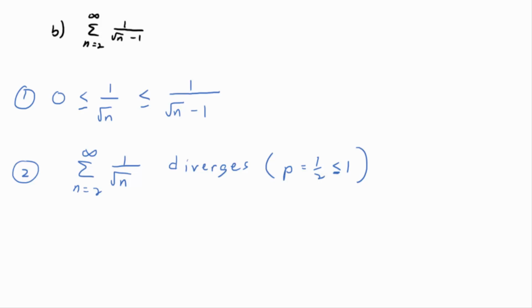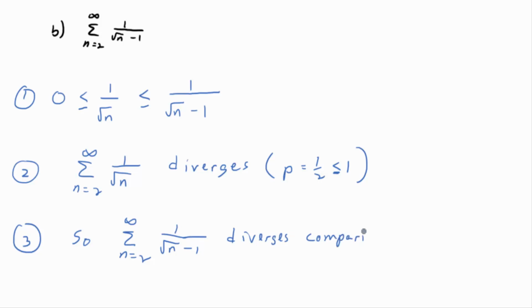That's step 2. Step 3 is when we make our conclusion about the original series. So what's your conclusion? The sum n equals 2 to infinity, 1 over square root of n minus 1, that's all on the bottom, does what? Diverges by the comparison test. I suppose it should be capitalized.